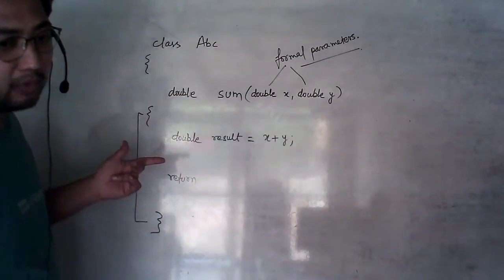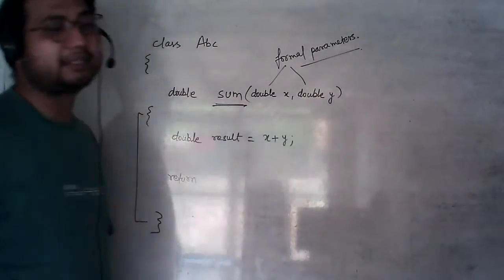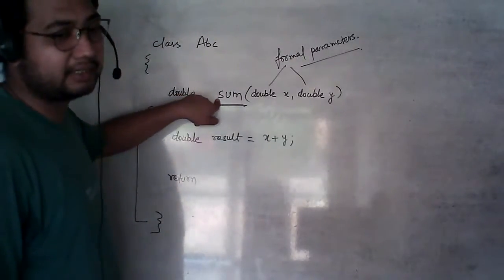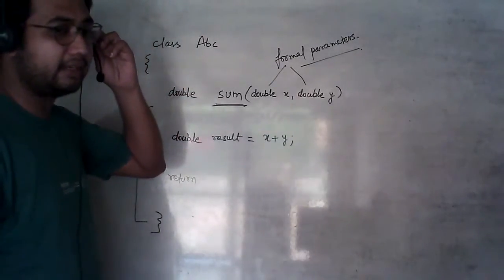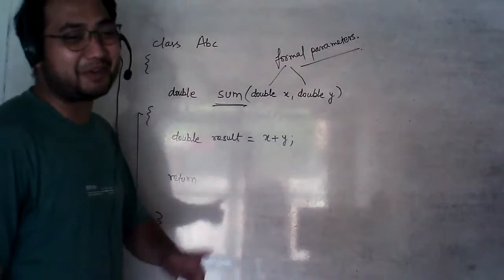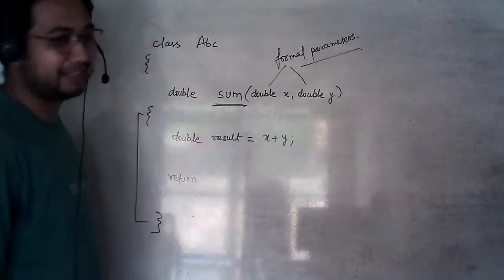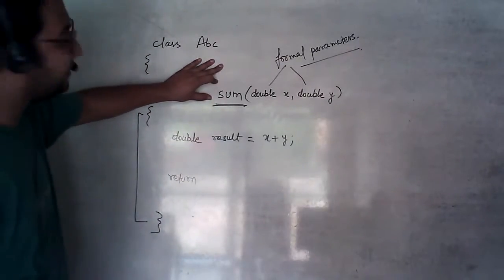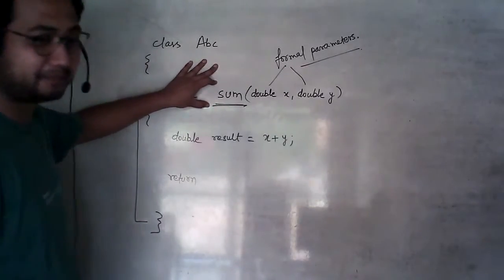Sir, in this program, what is method? Beta, this is method. This sum is method. It is also known as function. Function and method both are same. Like your name is Saurabh and your name is Chintu, both belong to the same person. So now listen carefully. This sum is function. This is method. Method and function both are same.